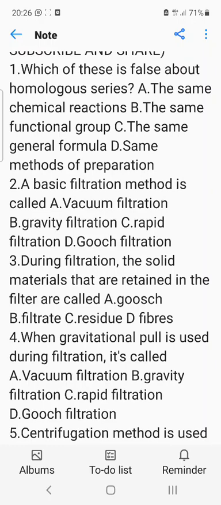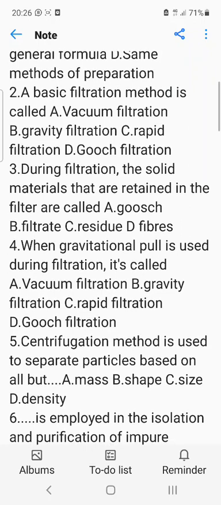Number 2 says a basic filtration method is called dash: A, vacuum filtration, B, gravity filtration, C, rapid filtration, D, gauge filtration. Could it be vacuum, gravity, rapid, or gauge? The answer is gravity. A basic filtration method is called gravity filtration.